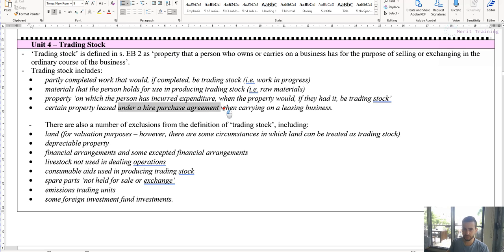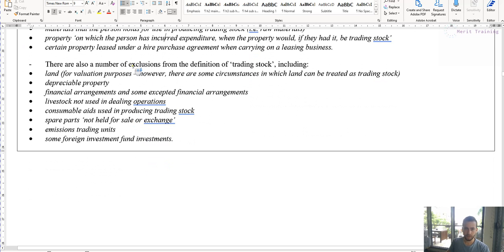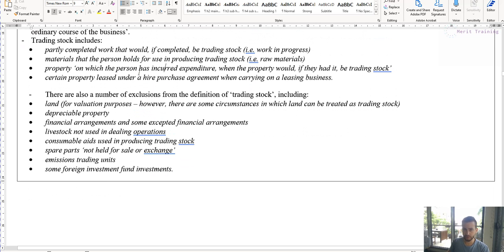And also hire purchase agreements if you're carrying on a leasing business. So if you are Hertz Cars, for example, or Caterpillar, which leases out equipment, any equipment that you own that you've leased out under a hire purchase agreement would still count as trading stock, provided that you get it back. And it's not like a finance lease at the end of the day, so it's an operating lease or a hire purchase agreement. And there's also a number of exclusions from trading stock, so these aren't classified as trading stock.